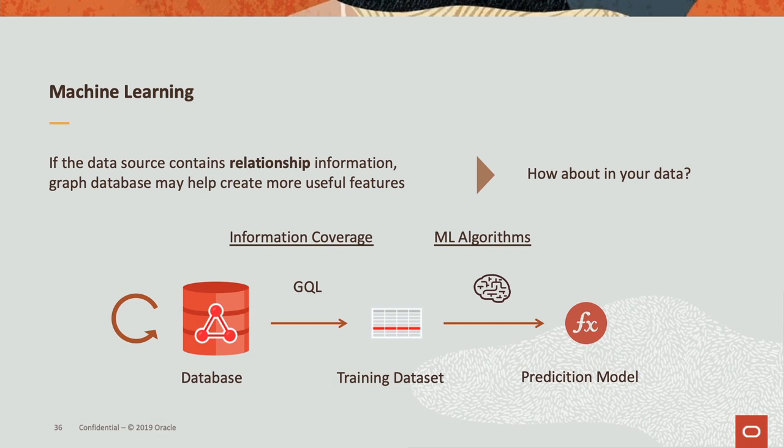So in short summary, in the data source, if your data source contains relationship information, a graph database may help create more useful features from that relationship information. So how about you in your data? You should probably replace this data source from a relational database with a graph database. It's a challenging idea, but maybe it happens in such cases like financial fraud detection.